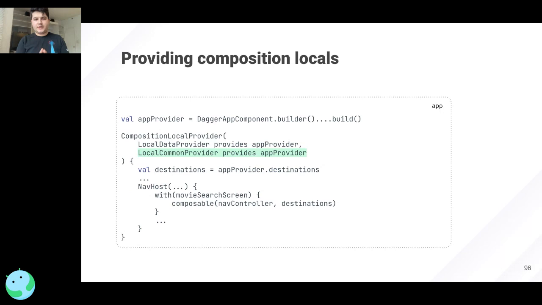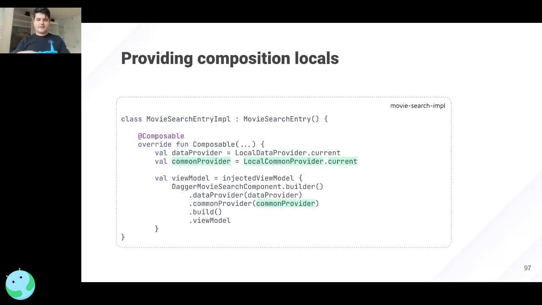And again, similarly to the local data provider, how we provide it with a composition local, we can similarly, on the other side, provide a local common provider, also as a composition local. And again, we just wrap all the navigation host logic with the composition local providers. And then inside of some feature, similarly, we can use a common provider. For example, if during the initialization of any classes in some implementation module of any feature, we need a context, we can just easily get it automatically from the common provider. It will be injected automatically.